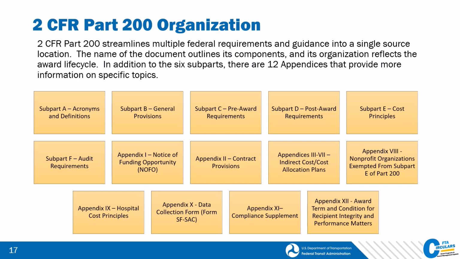Subpart A identifies commonly used acronyms that are utilized throughout the uniform guidance and provides definitions for important terms in grants administration. Understanding and accurately applying the terms and definitions is critical in managing federal awards.